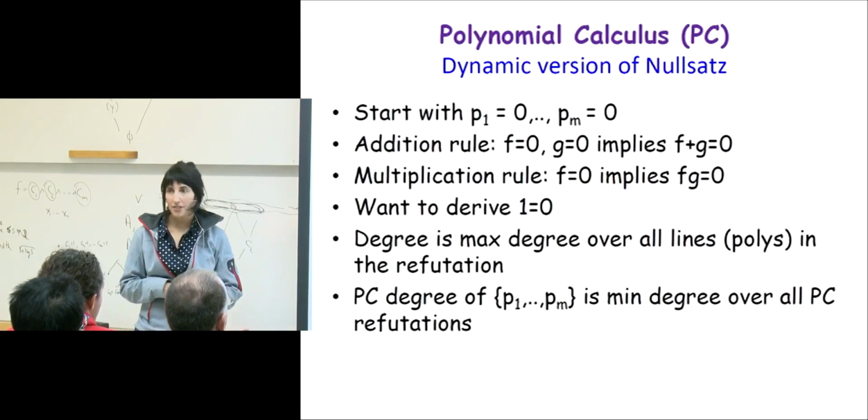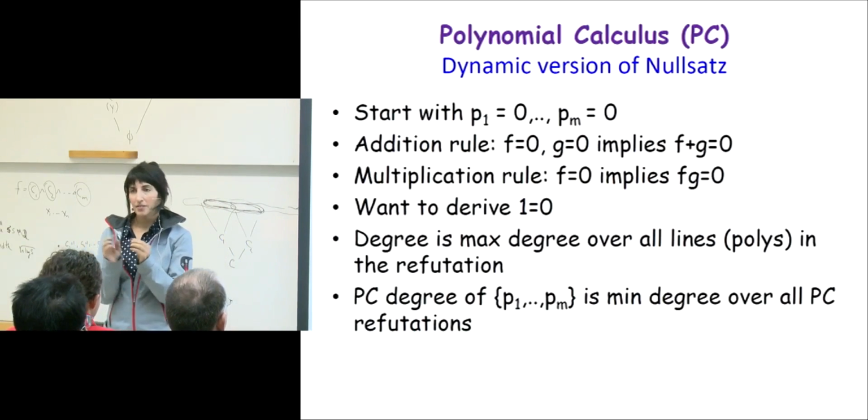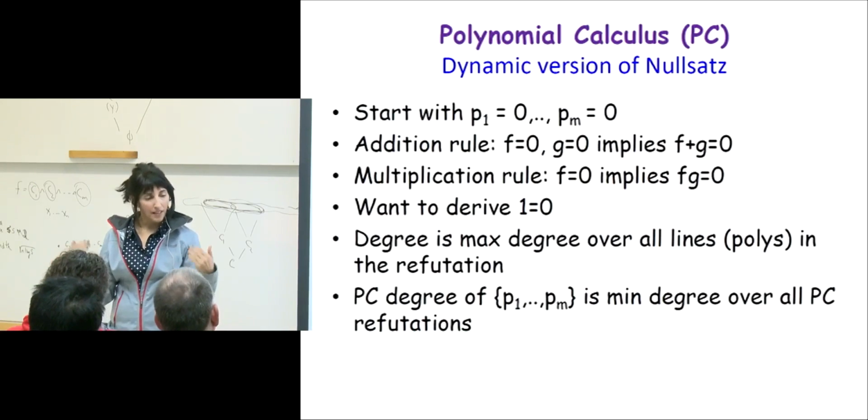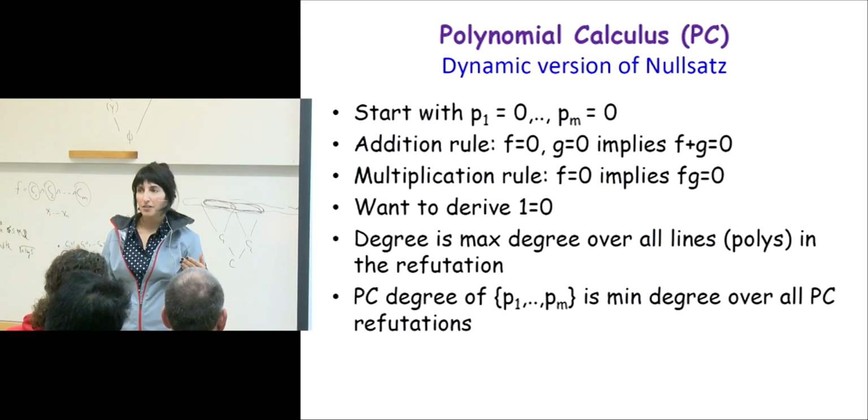Okay, a dynamic version of Nullstellensatz. So in Nullstellensatz, the proof is basically given to you in one shot, and the degree is the maximum over the Qi's. Another version is called the polynomial calculus. It's the same system, but you're viewing the degree measure in a more dynamic fashion.